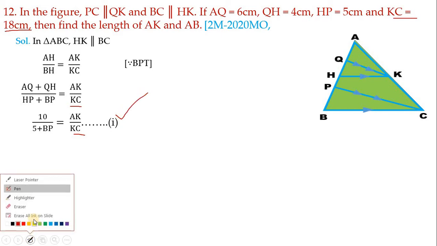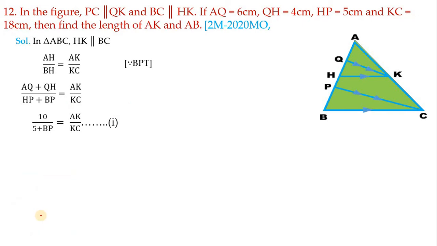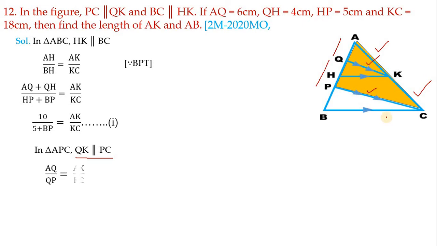See, similarly, how we found this equation 1 for the ABC triangle, similarly let us find it for the APC triangle. So in the APC triangle, QK is parallel to PC. Where is the APC triangle? Yes, which I shaded in orange color here. QK is parallel to PC. Again, I can use the BPT concept. So AQ by QP equals AK by KC itself on the right-hand side. So it never changes.